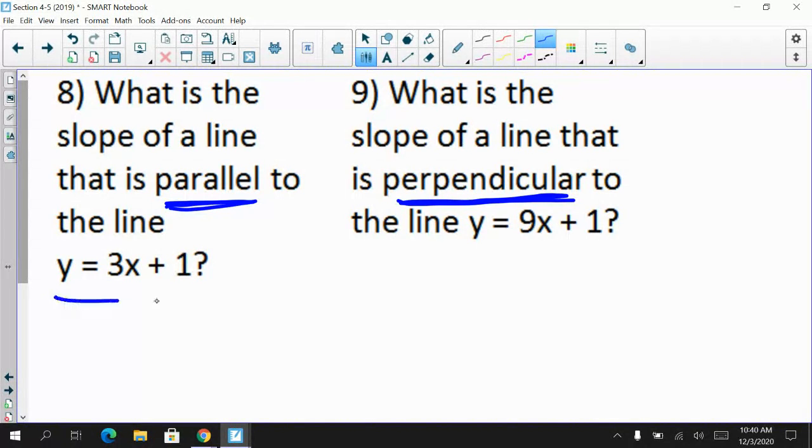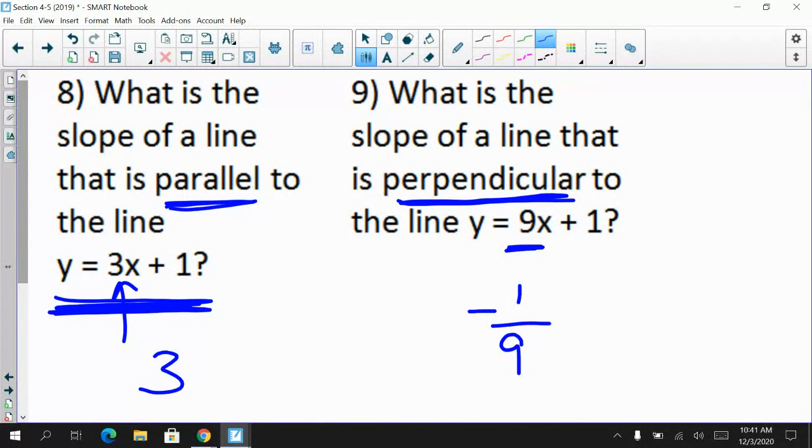So they make this easy on us. It's y equals mx plus b. It's already set. My slope is 3. So the parallel slope is 3. It's the same. Perpendicular is a little bit different. I take my slope of 9. It's the opposite reciprocal. So it's -1/9.